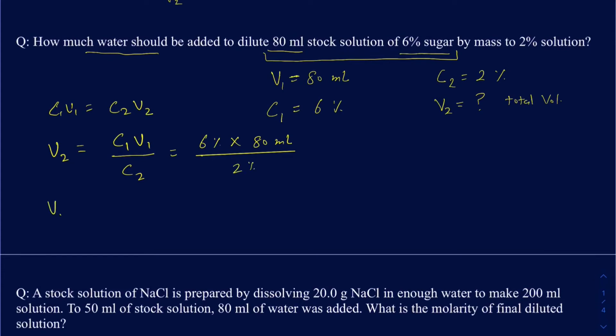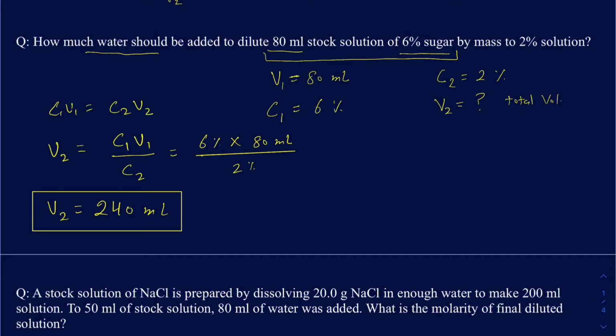Your total volume, which is V2 here, obviously the percentage cancels out, and that's just going to be 80 times 6 divided by 2, so that's 3 times 8, that's 240 milliliters. That's going to be the total volume of the diluted solution that has been made.